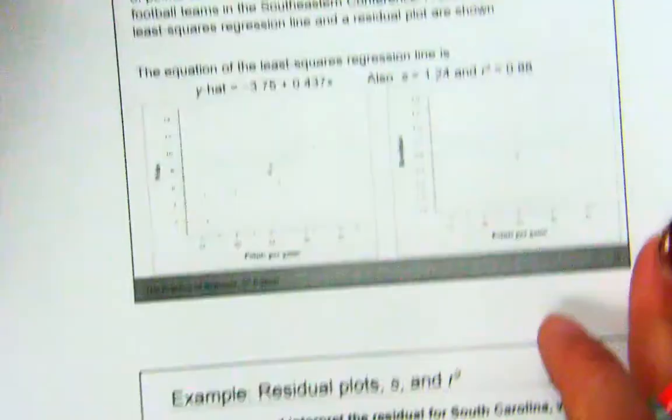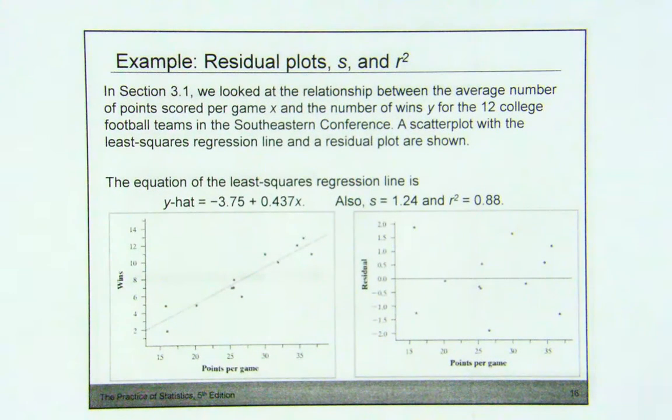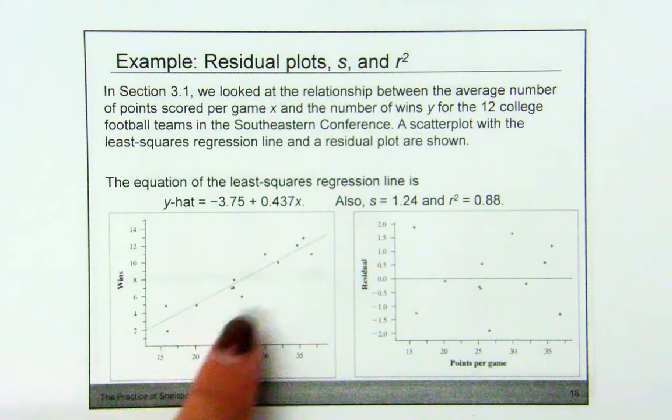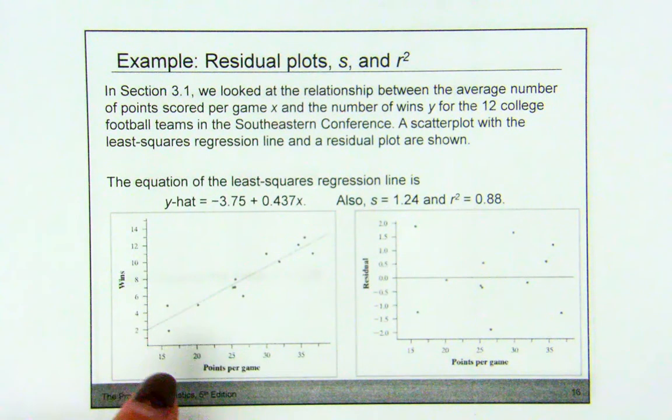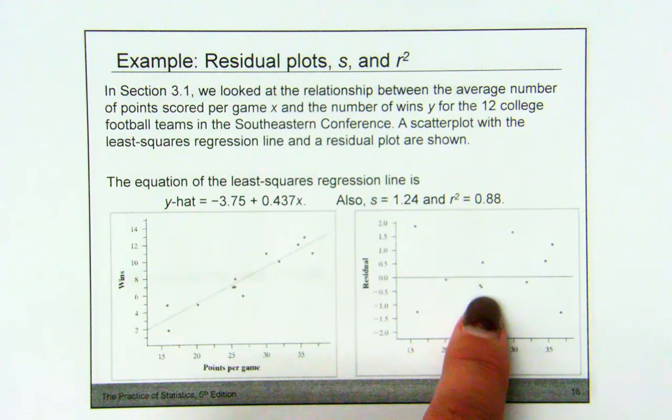In section 3.1, we looked at a relationship between average number of points scored per game, x, and the number of wins, y, for 12 college football teams in the Southeastern Conference. Here is a scatter plot with the least squares regression line. This is your scatter plot. There's your regression line. And then the residual plot is here.